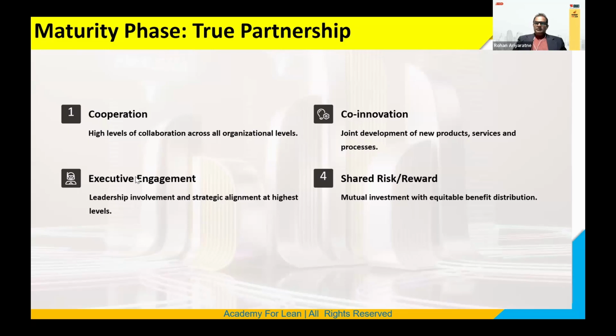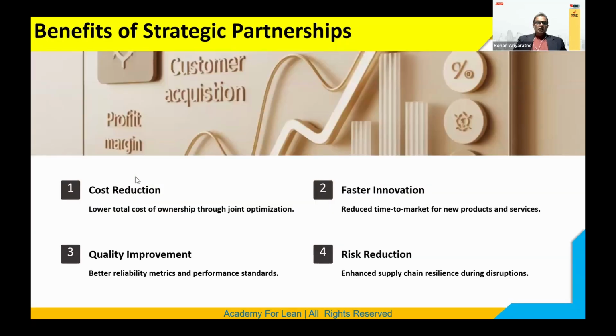All right. And what are the benefits of strategic partnership? Look at that. Yes, you are going through cost reduction, right? Of course, when the supplier improves, they will provide you good material or service. Then your main struggle area will be improved.